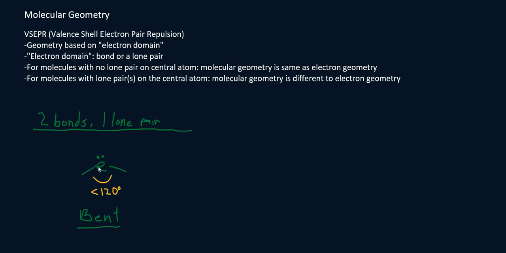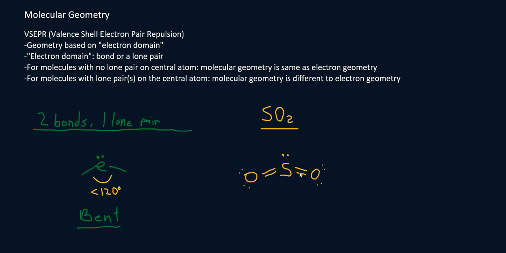So this pair of electrons is pushing the bonds downward because they repel one another. And so with a trigonal planar, we would normally have 120 degrees, but because of that lone pair, it's going to push the bonds downward, giving us a bond angle of less than 120 degrees. And the molecular geometry for this distortion is going to be called bent. So when you have 2 bonds and 1 lone pair, your molecular geometry is called bent, but your electron geometry is trigonal planar. And a good example of this bent structure is going to be sulfur dioxide, SO2.